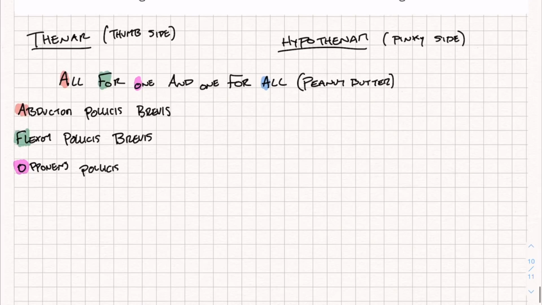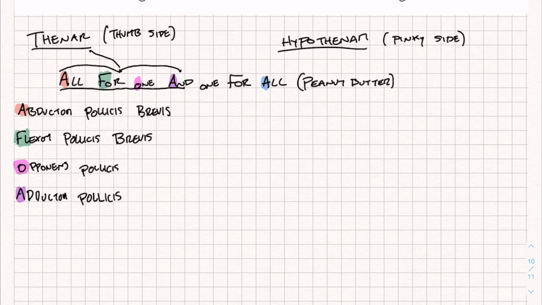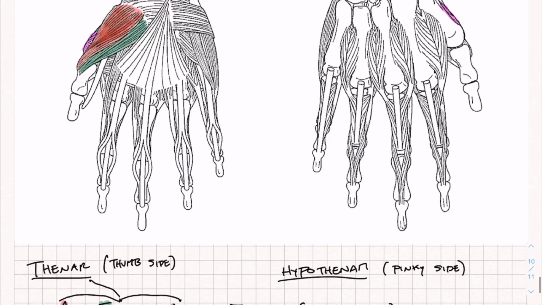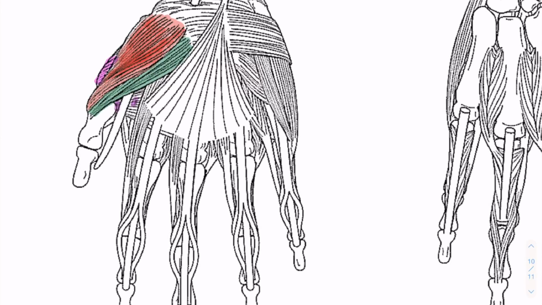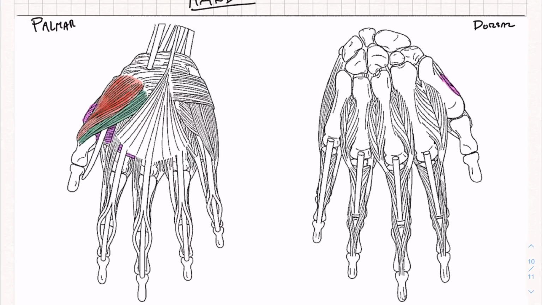And then our final thenar muscle is another A. But it's not an abductor this time. It's actually an adductor. So adductor pollicis. And there's no longus or brevis for this one. So these right here, those are our thenar 4. And to color that adductor, it's right here. Here's a little bit of it. Here's some more. Right there, a little bit there. That's going to adduct your thumb.